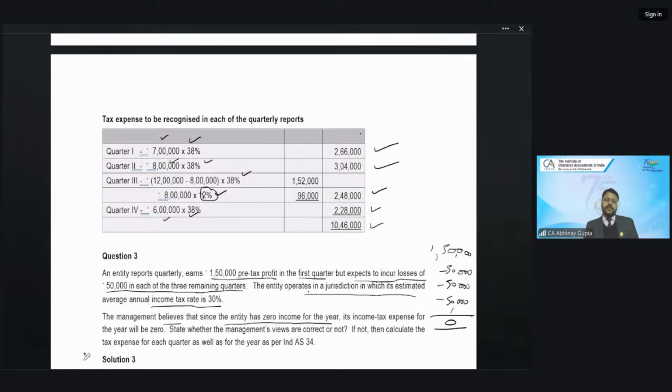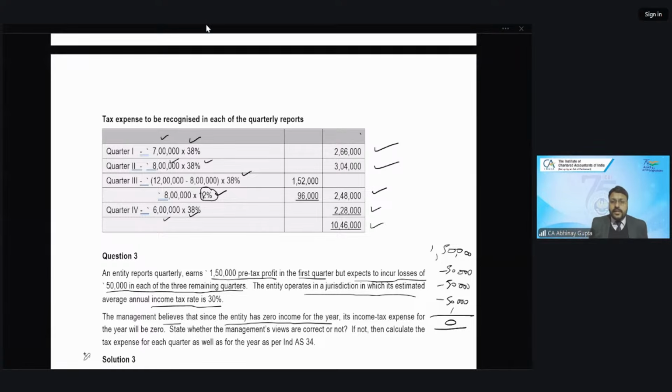What do you think? Whether the management's view is correct or not? If not, then calculate the tax expense for each quarter. What do you think? Annual income is zero, but Q1 income is 1,50,000. Remaining three quarters are negative 50,000. And because annual income is zero, management says, boss, we don't have any tax liability and hence tax expense is zero for all the quarters. What do you think?